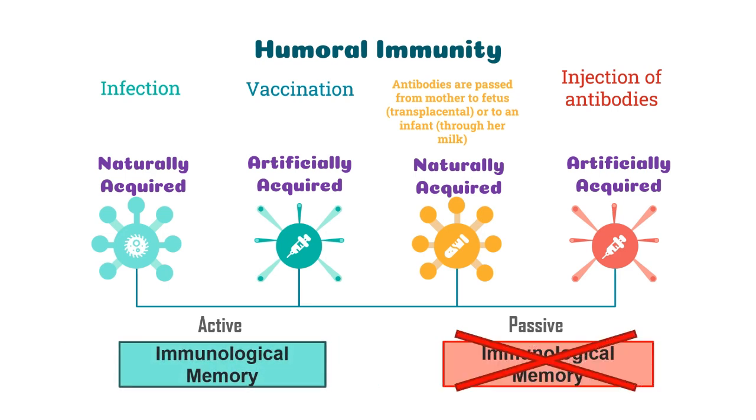In active humoral immunity, our immune response gets activated and memory B cells are produced, so there will be immunological memory, while in the passive there won't be immunological memory because our immune system is not activated.